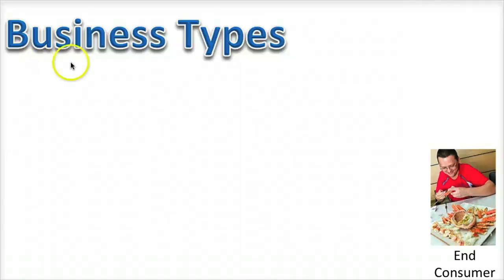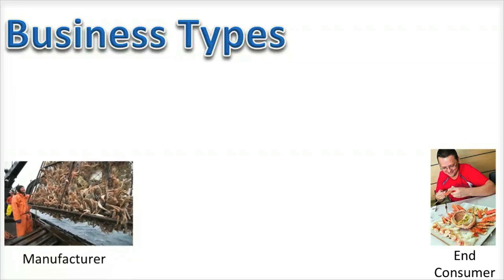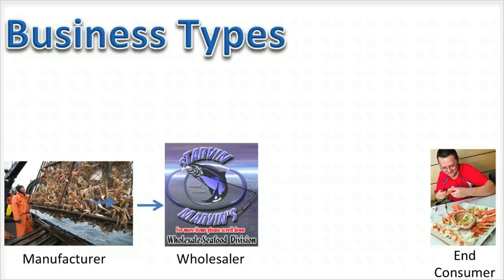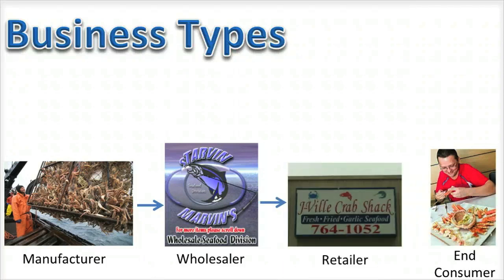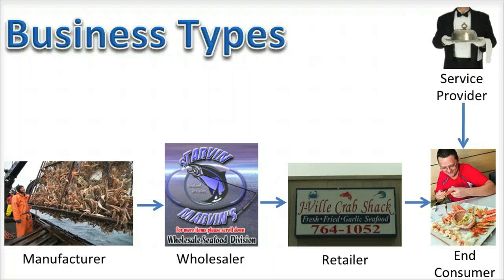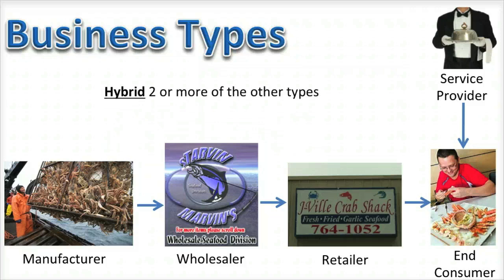A business type refers to what the business does to provide goods and services to customers and who its customers are. The 5 most common business types that we will discuss are manufacturer, who often sells to the wholesaler; wholesaler, who often sells to the retailer; retailer, who sells to the end consumer; service provider, who provides services directly to the end consumer; and hybrid, who often combines 2 or more business types into one.